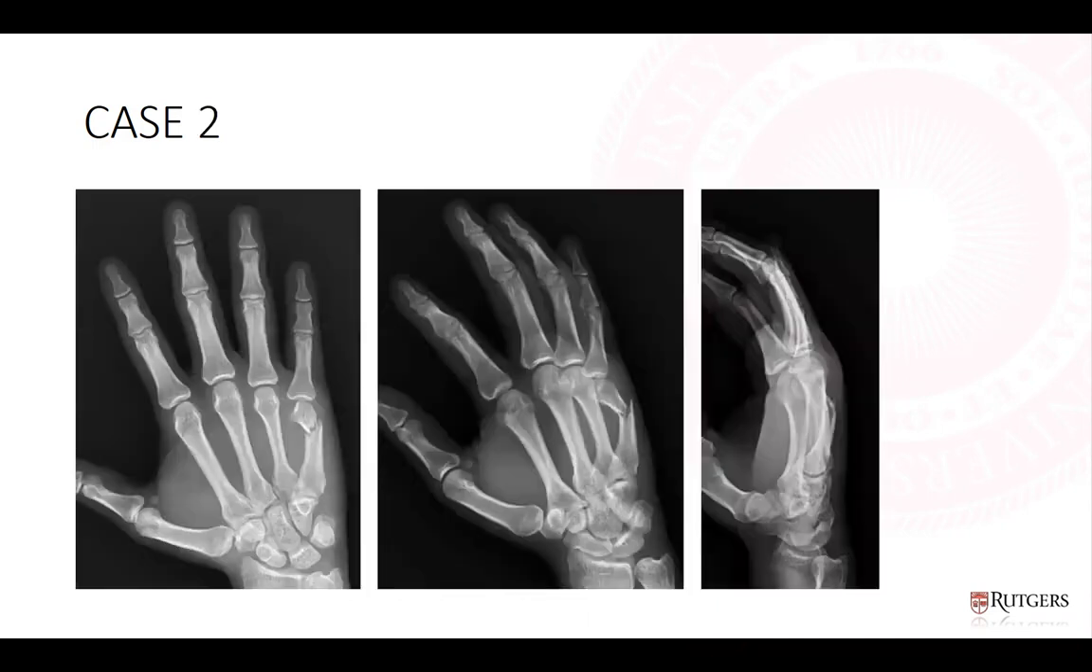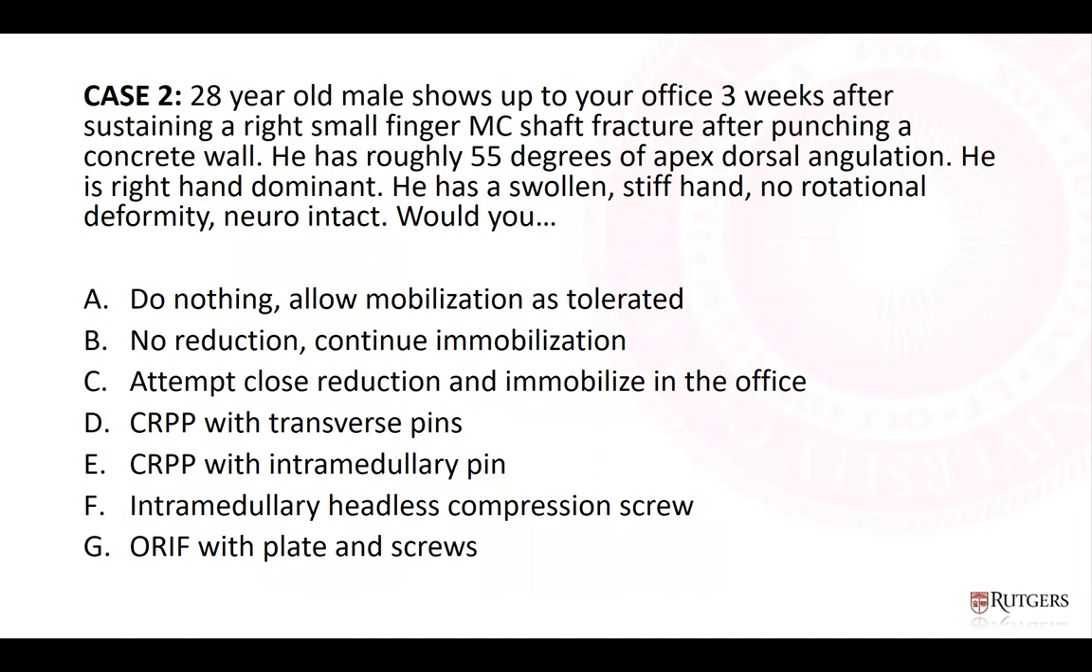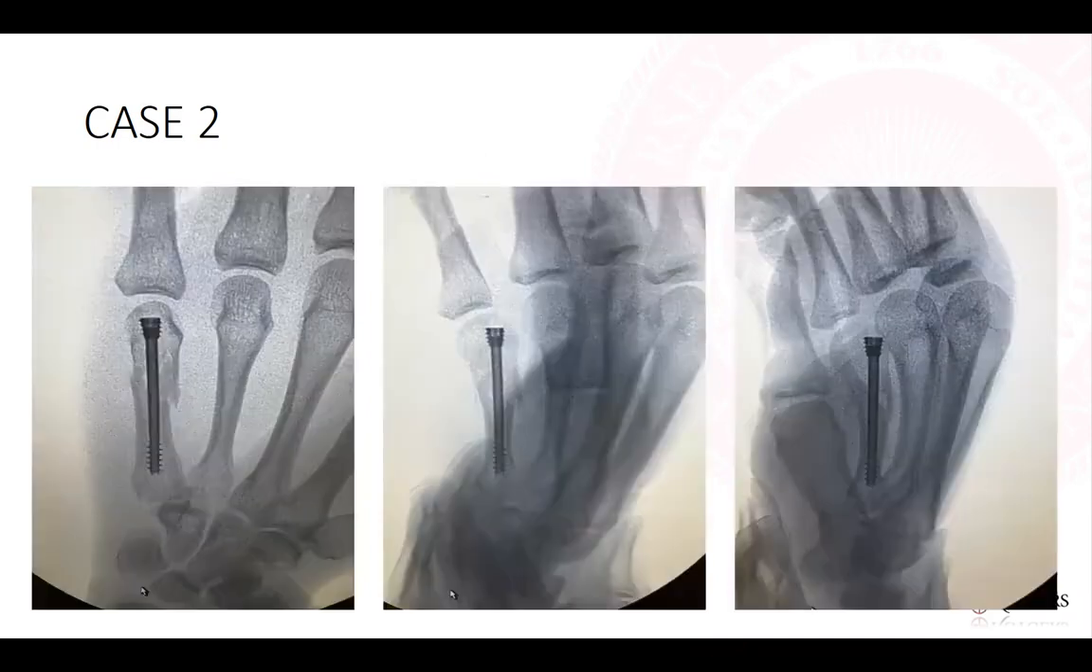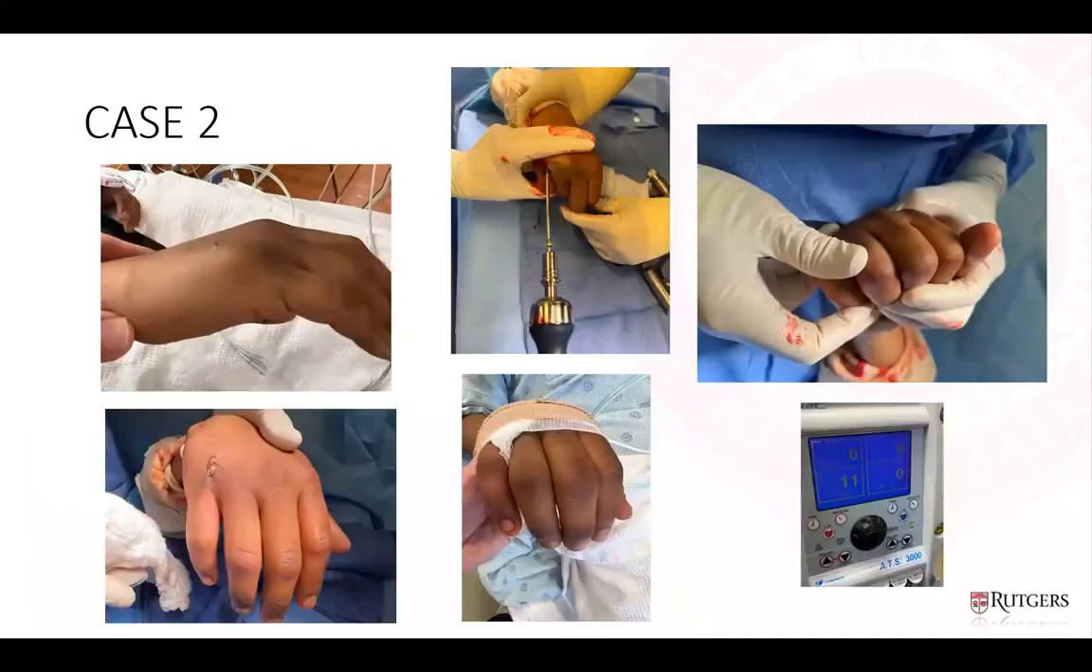Second case, this was a similar fracture, showed up 3 weeks out from his injury, had a swollen stiff hand. And this was one that was fixed with an intramedullary headless compression screw. So these are intra-op fluoros showing the guide wire and then final fluoros showing the screw. These are clinical gross photos, top left showing the deformity pre-op, and then inserting the screw and then post-operatively in the small incision. It took about 11 minutes of tourniquet time.